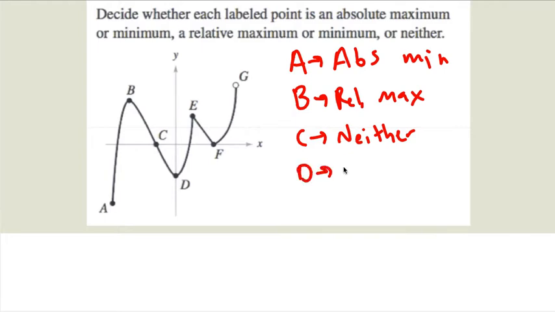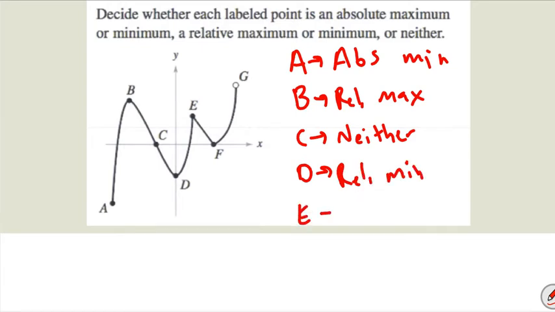D, well, you can't have more than one absolute min or absolute max unless they're at the exact same point. So D is a low point here, but it would have to line up with A for it to be another absolute min. So it's not an absolute min, but D would be a relative min. So relative min.